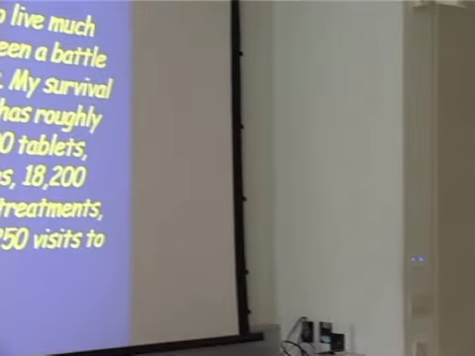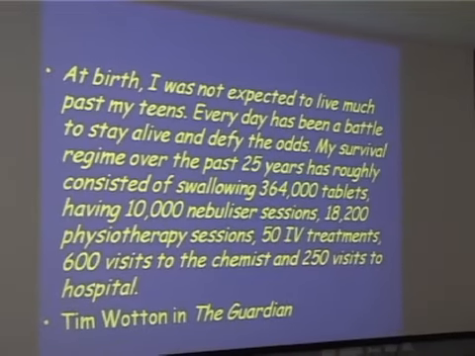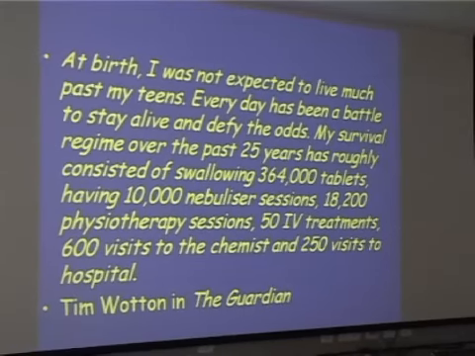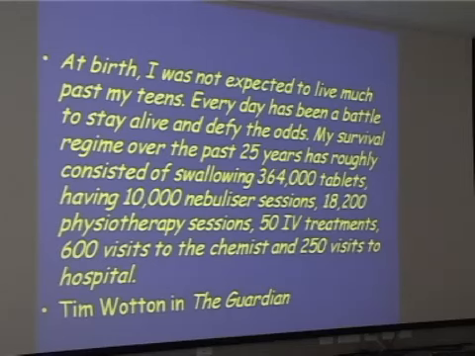And this is the testimony of another person born just 1 year before our elder son. And so he's now 40, this man. "And at birth, I was not expected to live much past my teens. Classic life expectancy in the early 70s for a CF child. Every day's been a battle to stay alive and defy the odds.